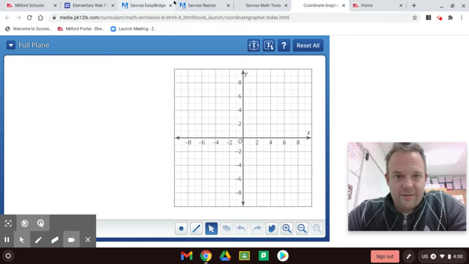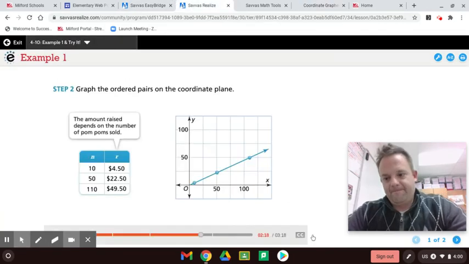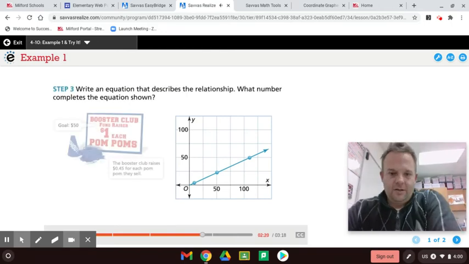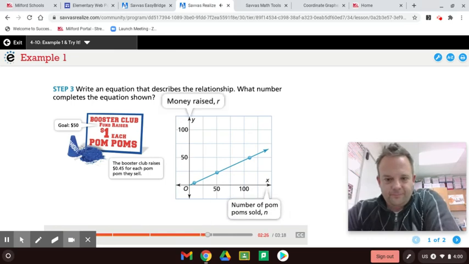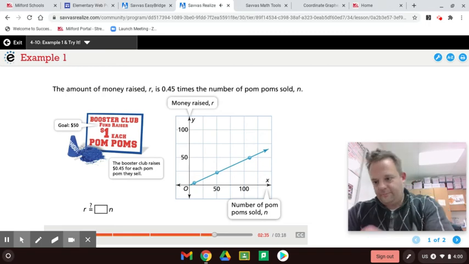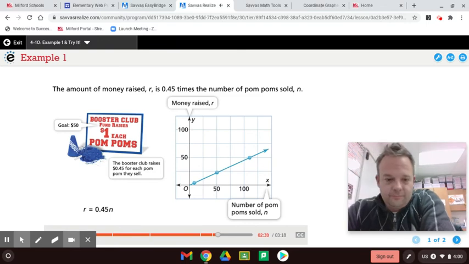All right, let's get back. Where were we? Here we are. Big lesson today. Now, we're ready to write an equation that describes the relationship between N, the number of pom-poms sold, and R, the money raised. What number completes the equation shown here? The amount of money raised, R, is 45 hundredths times the number of pom-poms sold, N.